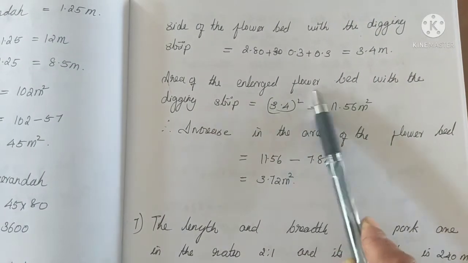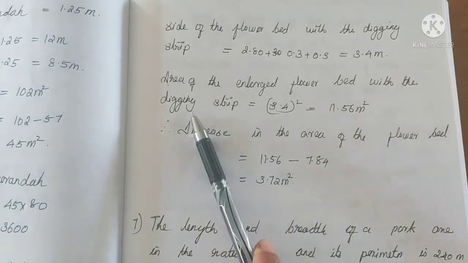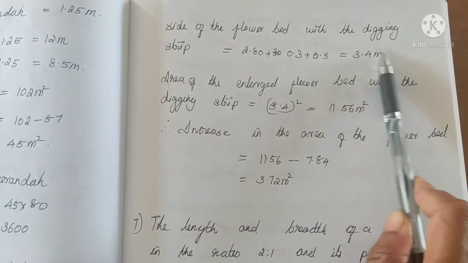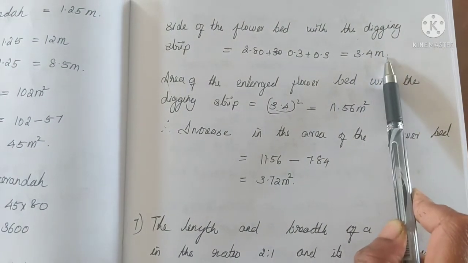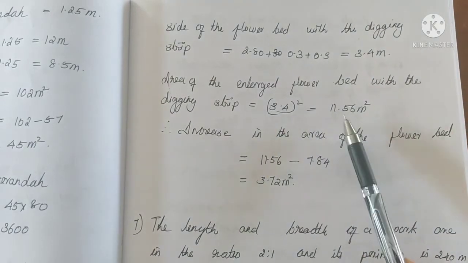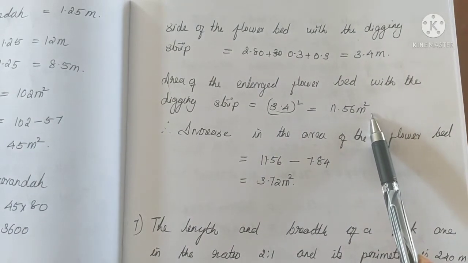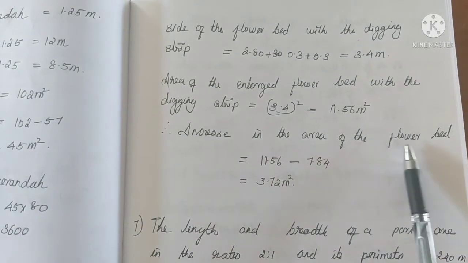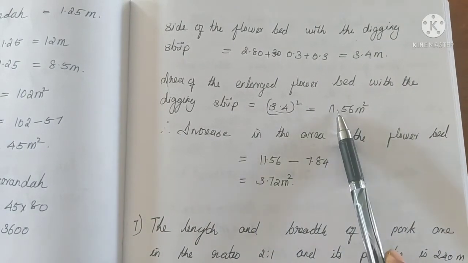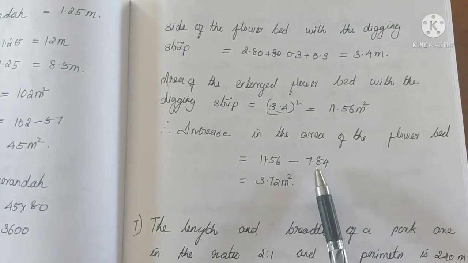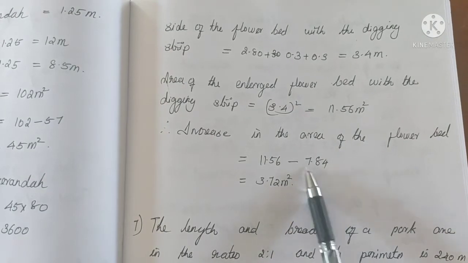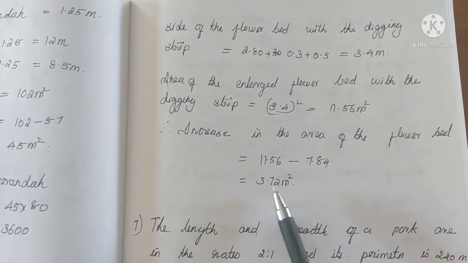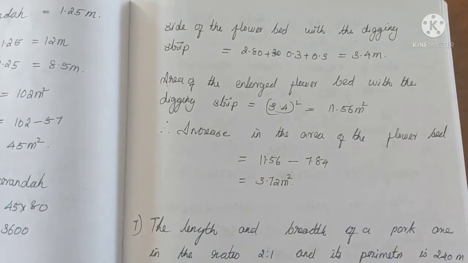Area of the enlarged flower bed with the digging strip is equal to, now the side becomes 3.4 meter. So square of this side is equal to 11.56 meter square. Therefore, increase in the area of the flower bed is equal to 11.56 minus 7.84. This is the area of the bed, which is equal to 3.72 meter square.